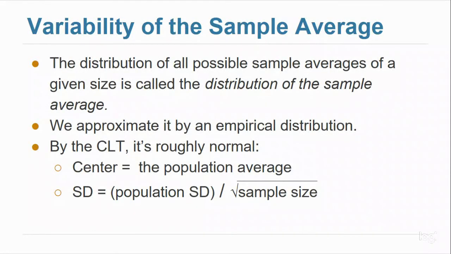The distribution of all possible sample averages of a given size is called the distribution of the sample average. We approximate it by an empirical distribution. By the central limit theorem, it's roughly normal. The center is the population average, and the standard deviation of this empirical distribution is the population standard deviation divided by the square root of the sample size.